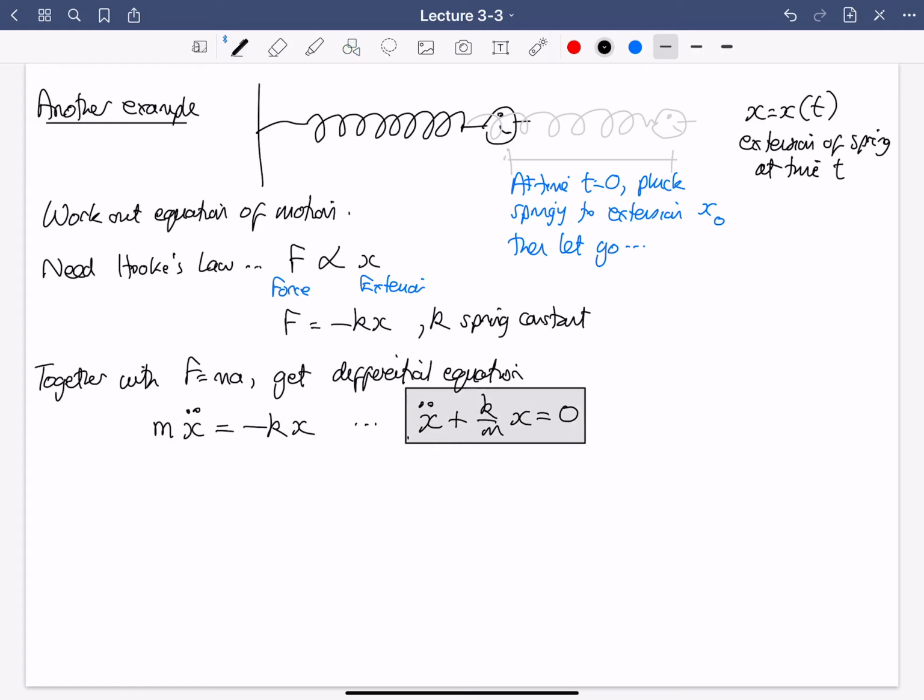This is a second order differential equation. And so to find out x, we need to know how to solve that differential equation. Okay, so we've done the physics. We've used Hooke's law and Newton's law, F equals ma, to derive that differential equation, telling us how the extension changes over time. But now we've got to do the math and solve that differential equation to get the formula for x of t.